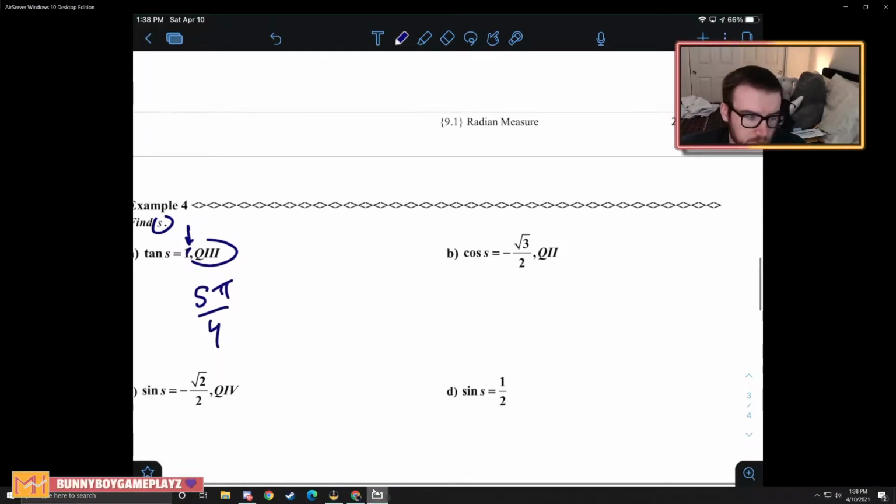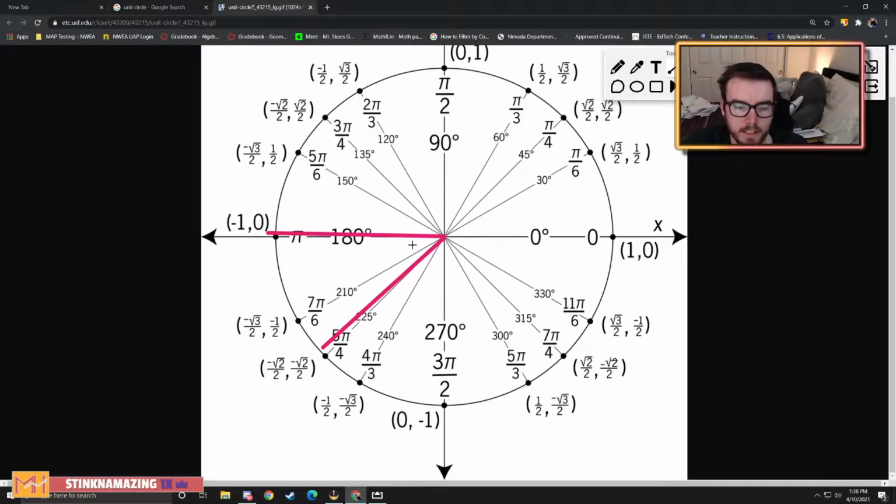Cosine is negative root 3 over 2, and we're in quadrant 2. So easy, literally just pull it up. Where is it equal to negative root 3 over 2 in quadrant 2? Right here at 150 degrees, aka 5 pi over 6. The unit circle tells us so much. This is not cheating. Use it. It is a wonderful tool.